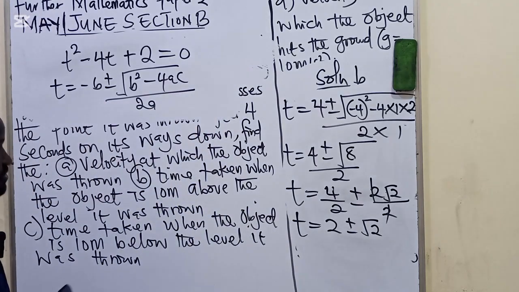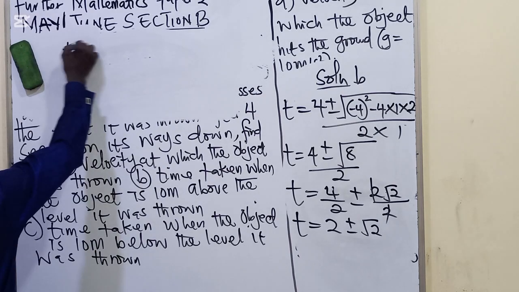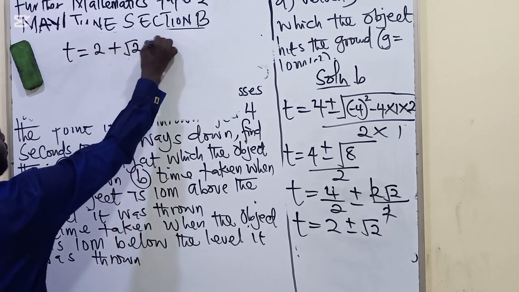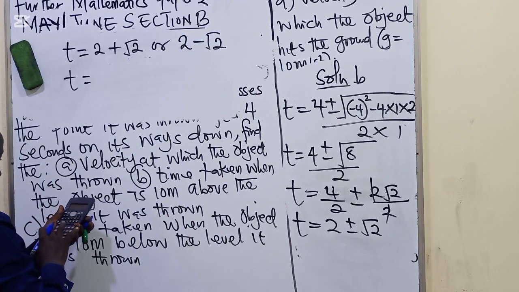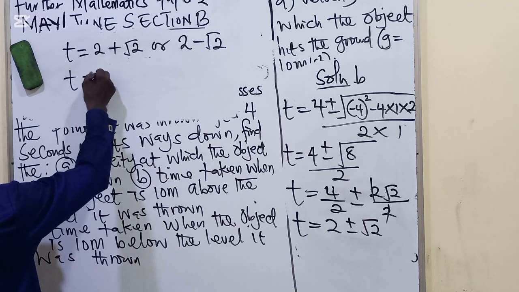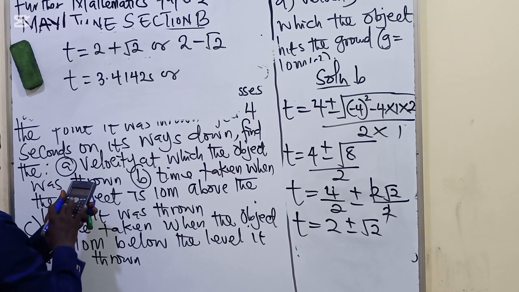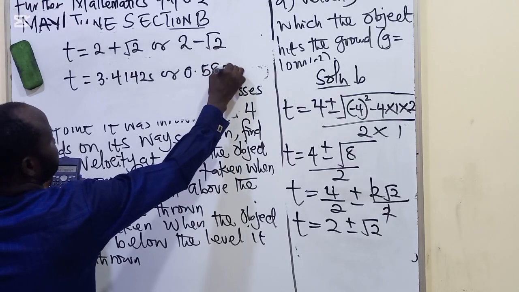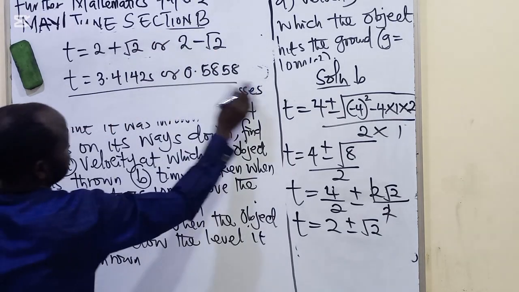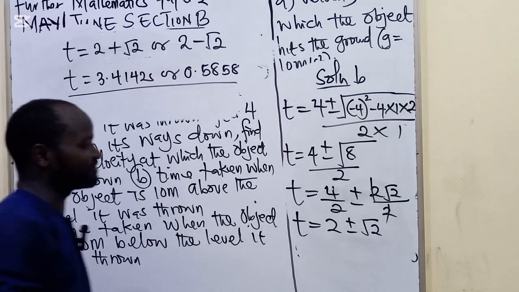So this will be our time t, meaning there will be two values of t. Let's check. First, t equals 2 plus root 2 or 2 minus root 2. T now will be 2 plus root 2, what do we have? 3.4142 seconds, or 2 minus root 2, what do we have? 0.5858. This is the solution. Now, this is said to be the solution to B. Very important. T is 3.4142 seconds or 0.5858.